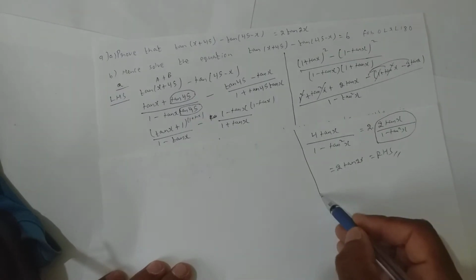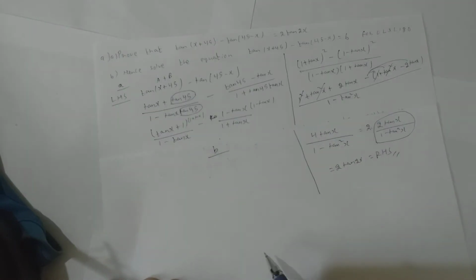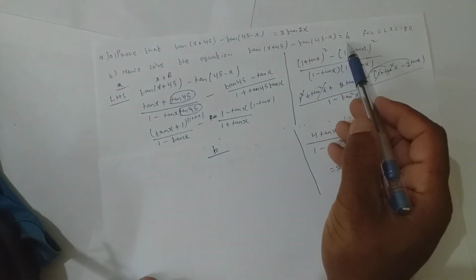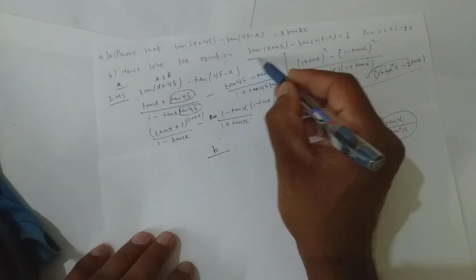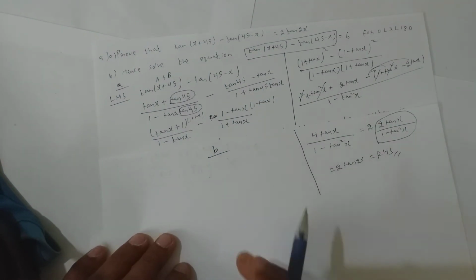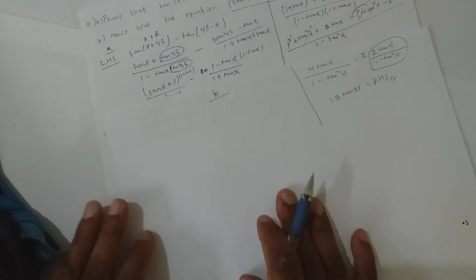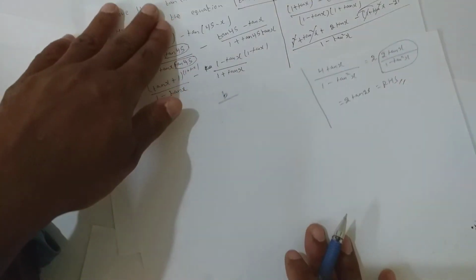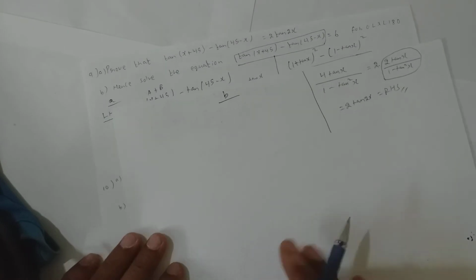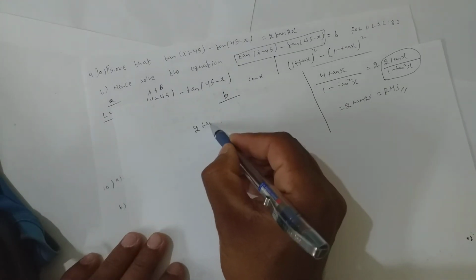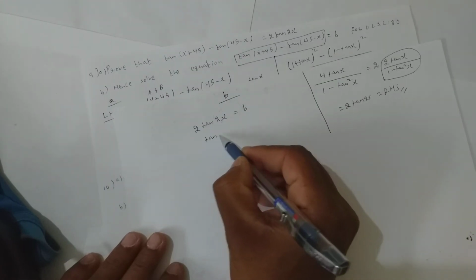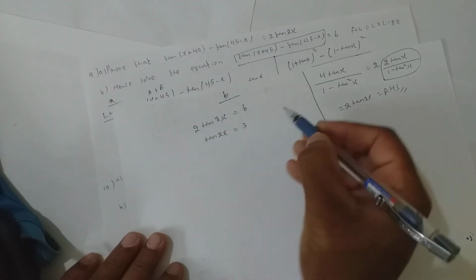Now look at B. What is he asking in B? Hence solve the equation this equal to 6. Again, in place of this I should use the first bit's result. So in place of that entire thing I can write now 2 tan 2x equal to 6. Make tan 2x the subject, I get 3.